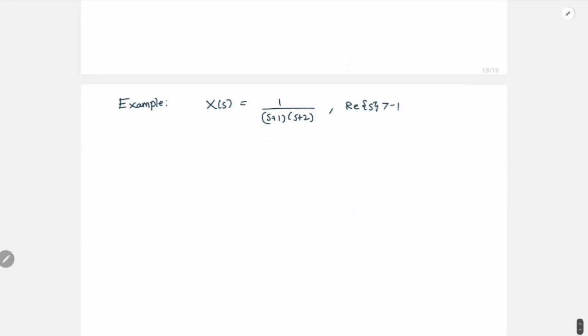So again, let us see one example. So if X of s is 1 by (s plus 1) into (s plus 2), and let's say real of s greater than minus 1. First let us write it in the partial fractions form. We have 1 by s plus 1 minus 1 by s plus 2. When I combine them, my numerator should be 1, so I can write it this way, because 2 minus 1 is going to give me 1. Now, depending on this region of convergence, I need to take the inverse Laplace transform.